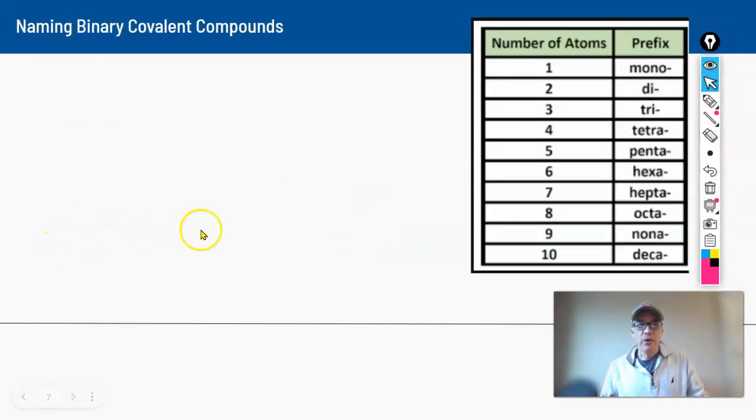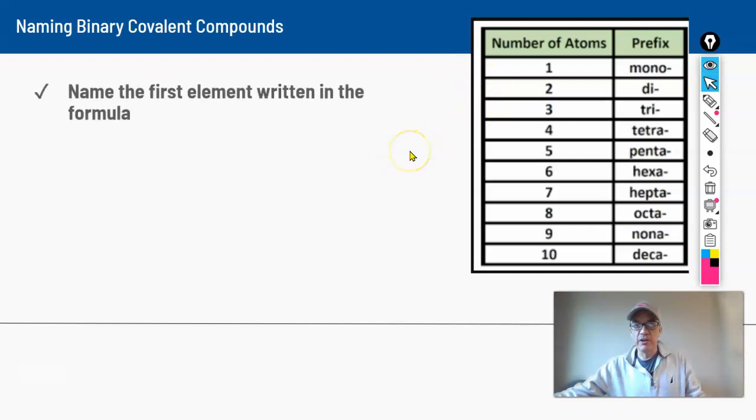Right. When we name binary covalent compounds, binary means two. One of the things we have to do with covalent ones is we use prefixes. We don't use prefixes with ionic ones. And so we do have some rules for putting these together. Now we probably need to learn and memorize these prefixes. Most of them are not new to you.